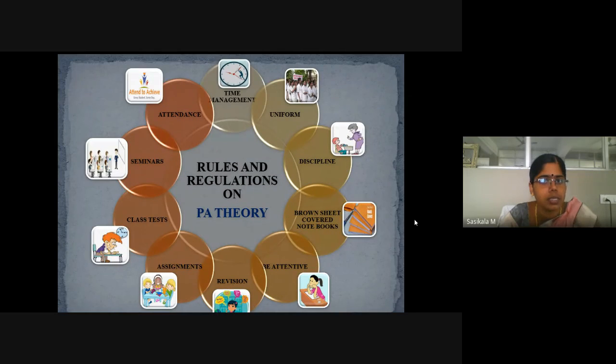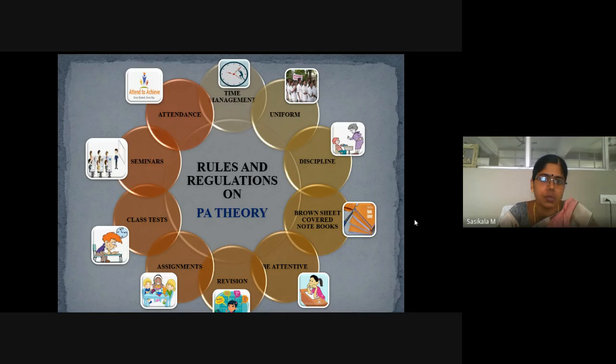First one is time management. If it is an 11 to 12 class, you must enter the classroom 5 minutes before. And by 12 o'clock the class will get over. So stick to that time for both theory and practicals. This is the most important.